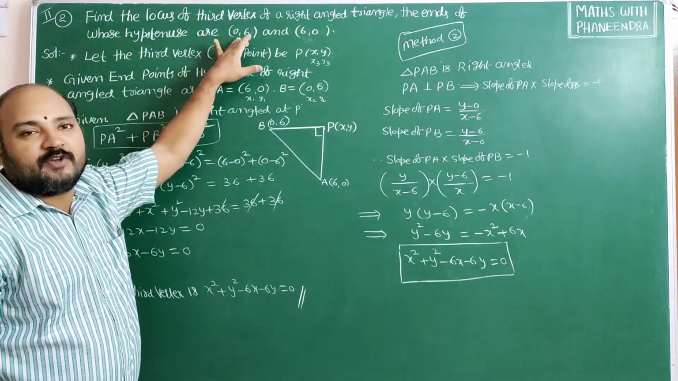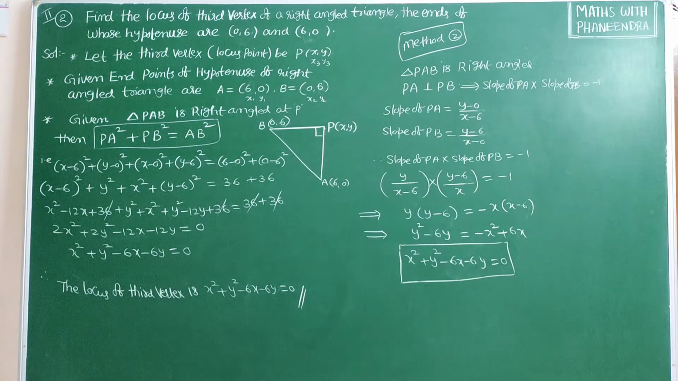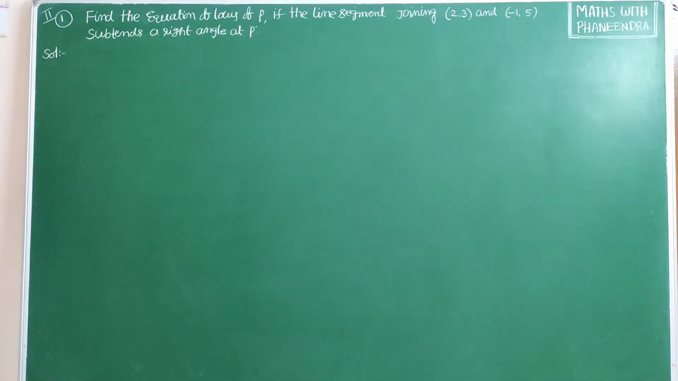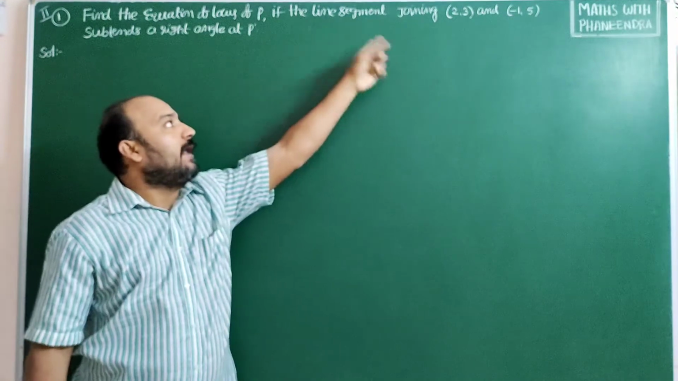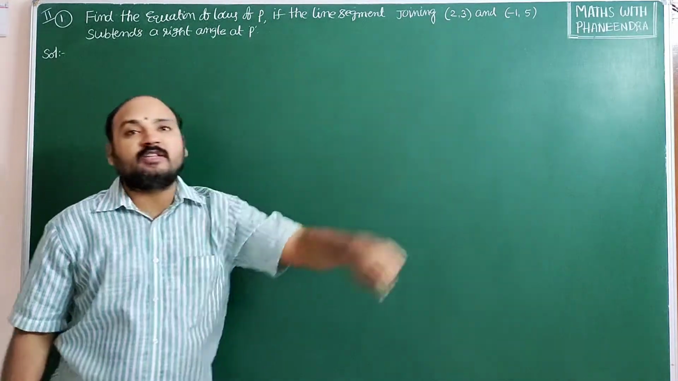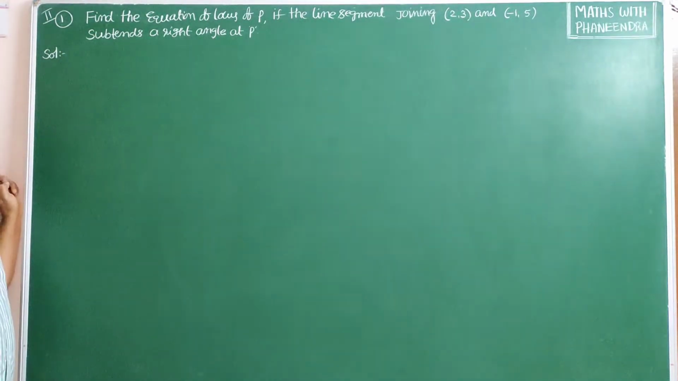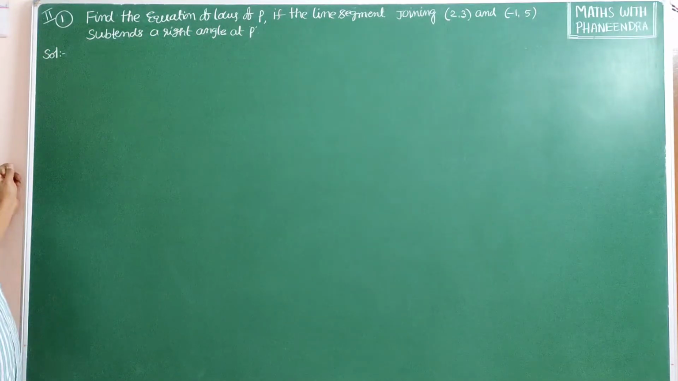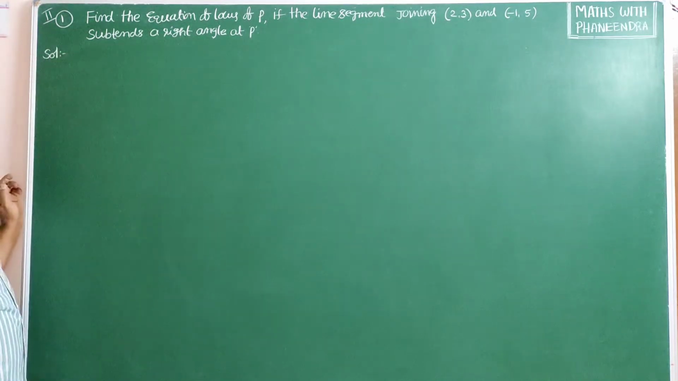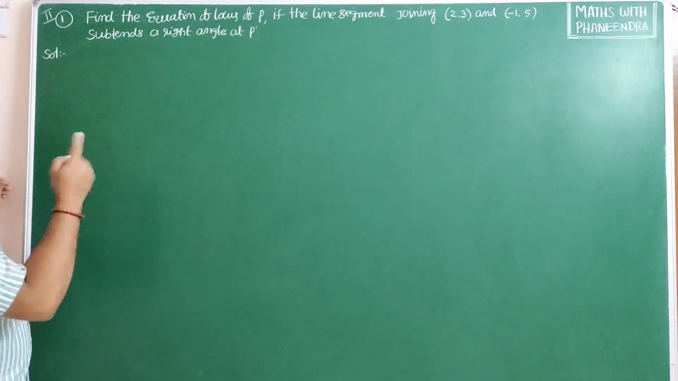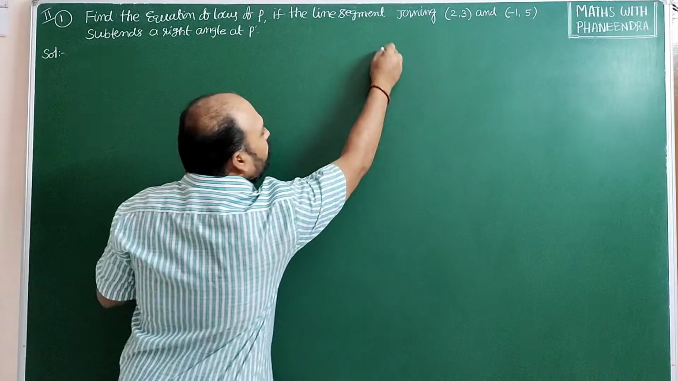We will move to the next question and last question in this concept of right angle triangle. We will take the points as different points. Second bit, question number 1 in the textbook. The next question: find the equation of locus of P if the line segment joining 2, 3 and minus 1, 5 subtends a right angle at P. So now, observe carefully. Find the equation of locus of P if the line segment joining 2, 3 and minus 1, 5. So here I am taking the rough figure.